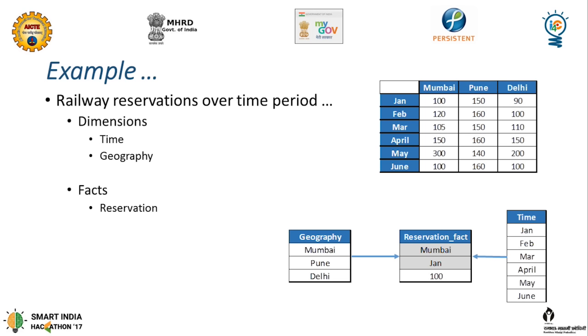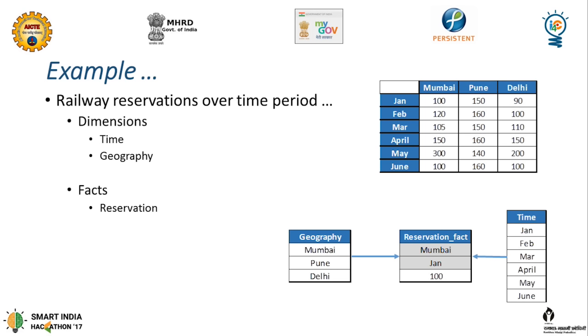I have taken one problem saying that I want to find out railway reservations over a time period, and on the right hand side, top, I have data for Mumbai, Pune, Delhi, and for the months of Jan, Feb, March, April, May and June, and each small cell represents the number of reservations done during that period. Just to clarify, in the city called Mumbai, in the month of March, I can see 105 reservations done. Now this is my OLTP data.